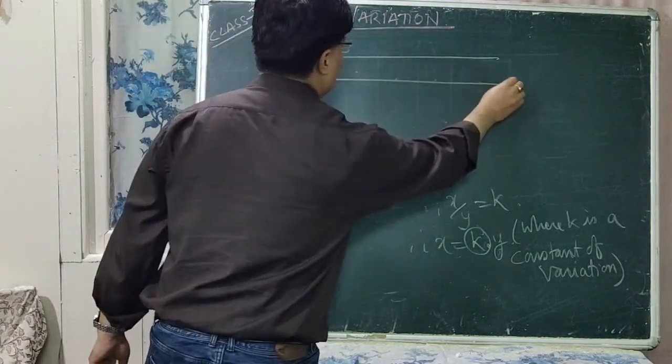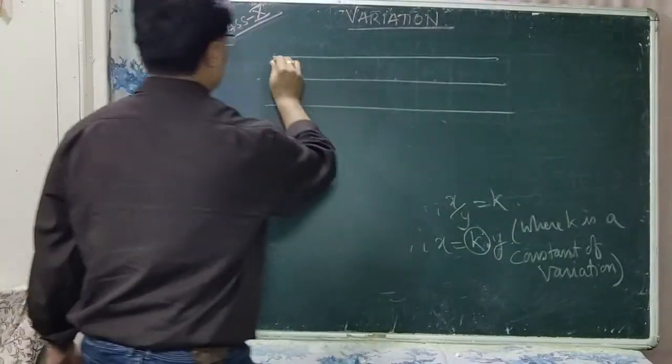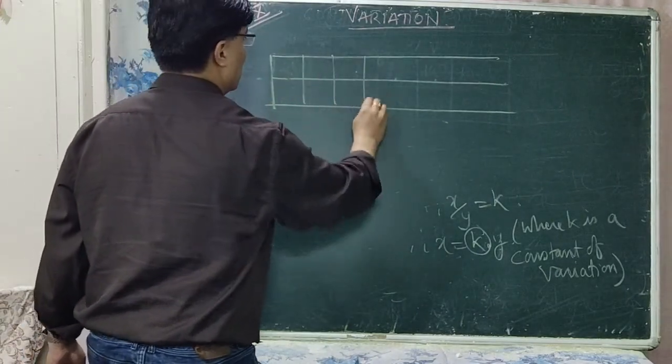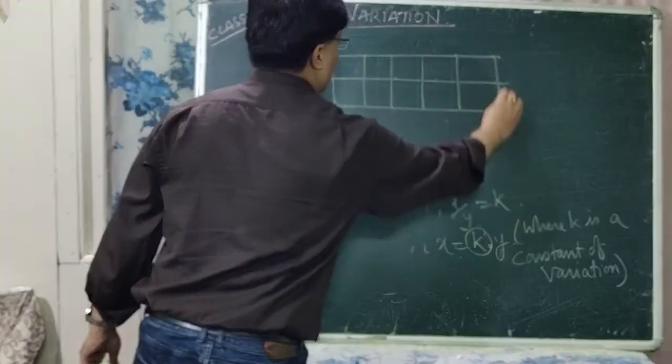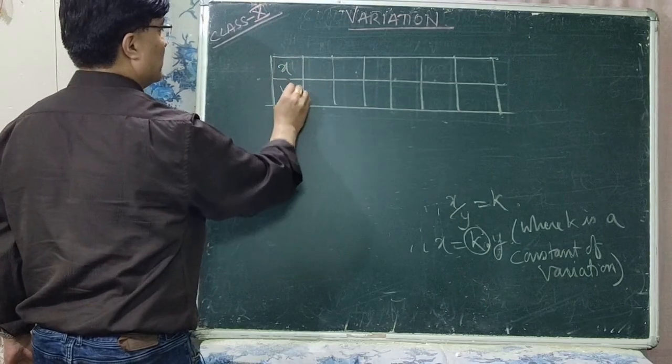Suppose you draw a table, right? So these are the two variables x and y.